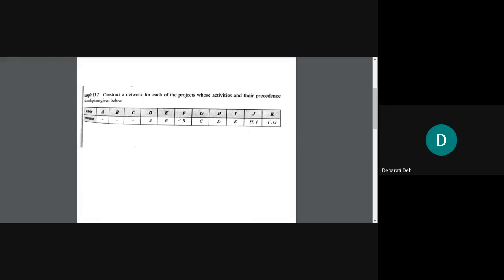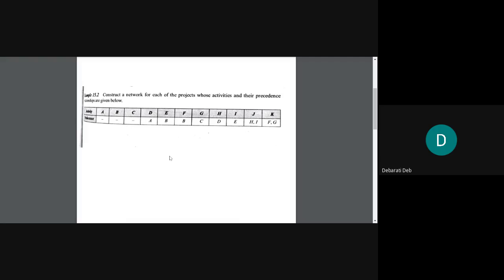The problem that you can see on your screen is clear, so you can note it down in your copy. There are activities A, B, C, D, E, F, G, H, I, J, K. So there are 11 activities and there are predecessors given. Predecessors will always be given in your problem, otherwise you won't be able to draw the diagram. So we can see the activities along with their predecessors.